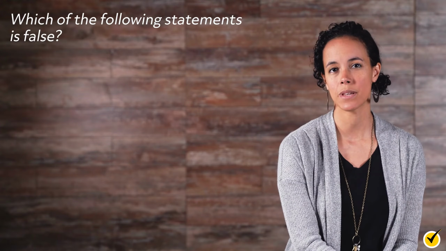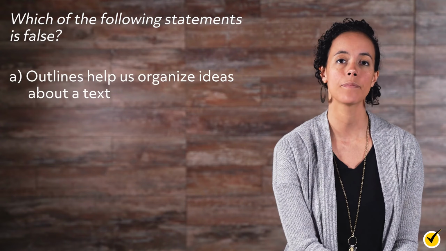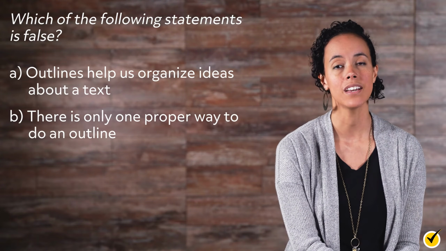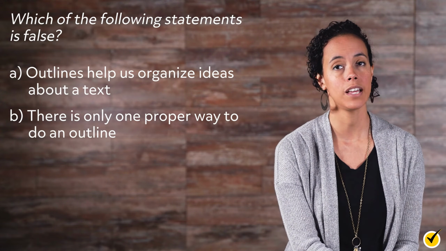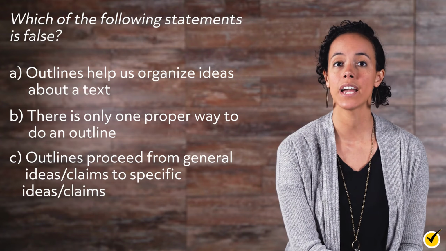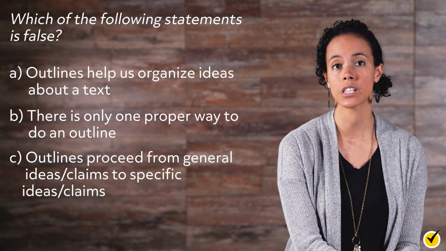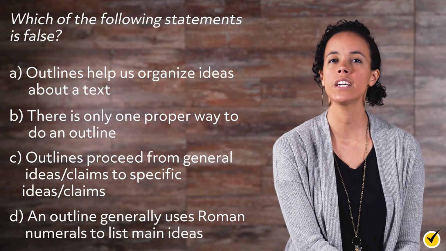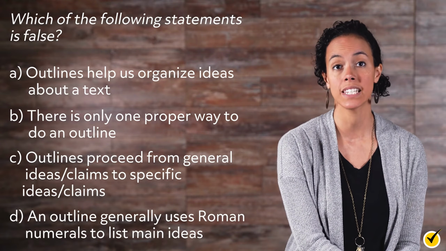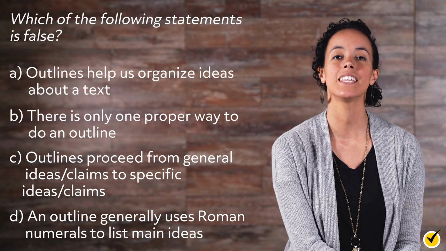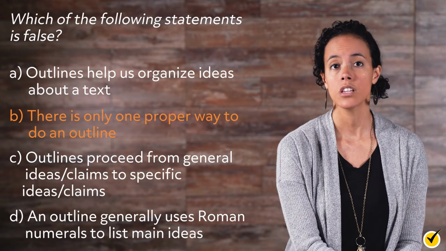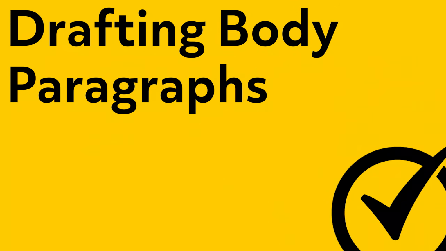Which of the following statements is false? A. Outlines help us organize ideas about a text. B. There's only one proper way to do an outline. C. Outlines proceed from general ideas or claims to specific ideas and claims. Or D. An outline generally uses Roman numerals to list main ideas. The answer is B. There is no one proper way to create an outline. Use whatever methods work best for you.